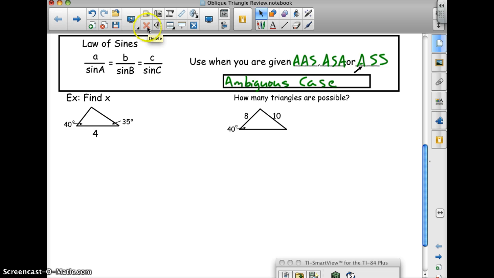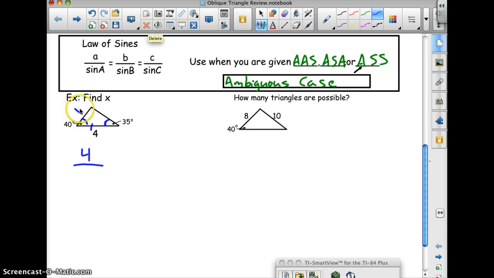Okay, so first one here. Looks like I have an angle, side, angle. Angle, side, angle, right? So that's going to be a law of sines. All right. In order to do this, I need 4 over, I also need an x.